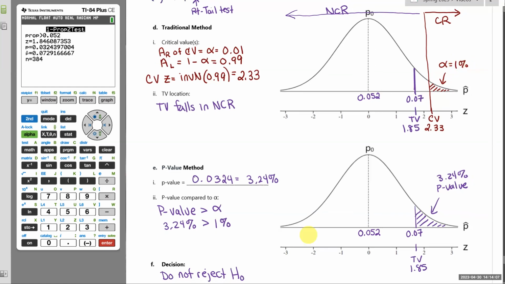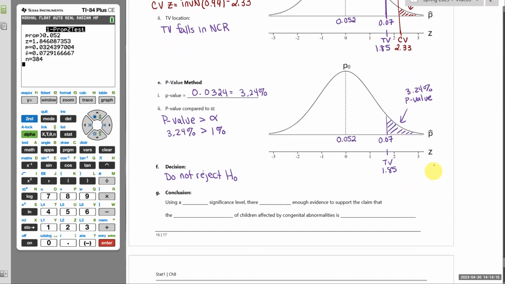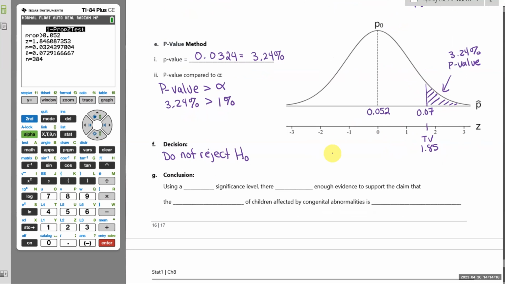Okay, so either method, you come to the same decision, and then our conclusion, if you don't reject the null, that means you don't support your claim. So using a 1% significance level, do not reject the null, so there's not enough evidence to support the claim that the percentage of children affected by congenital abnormalities is greater than 5.2%.